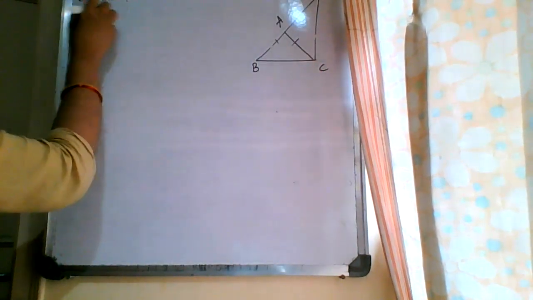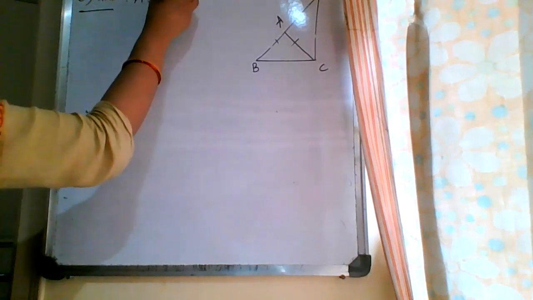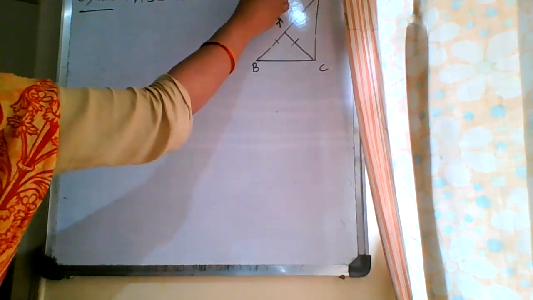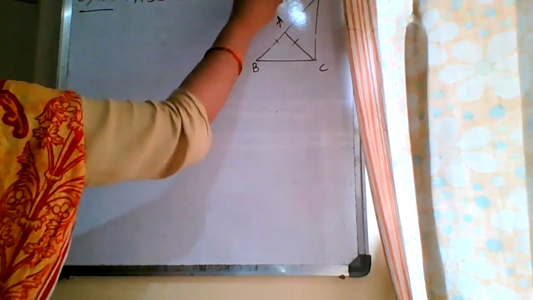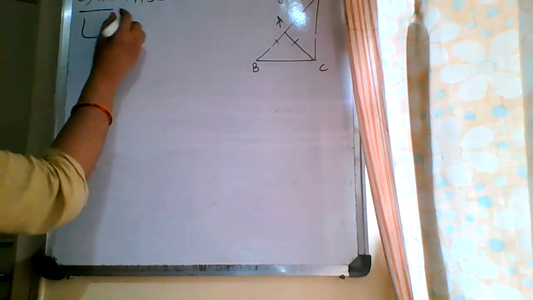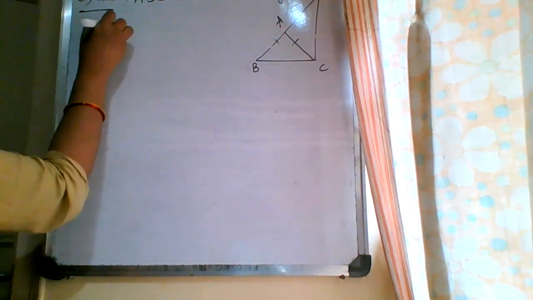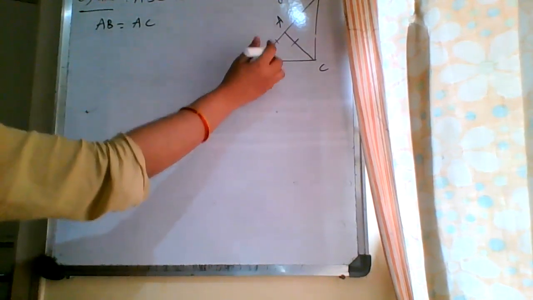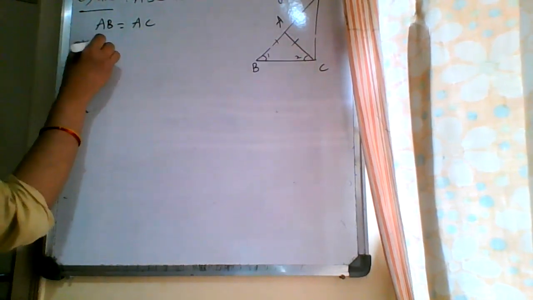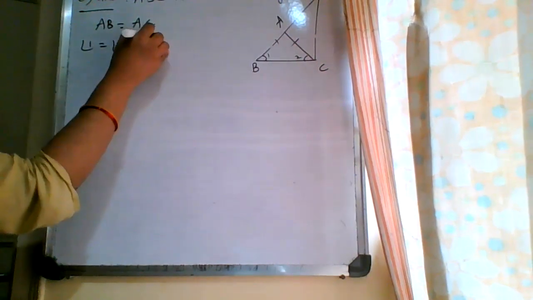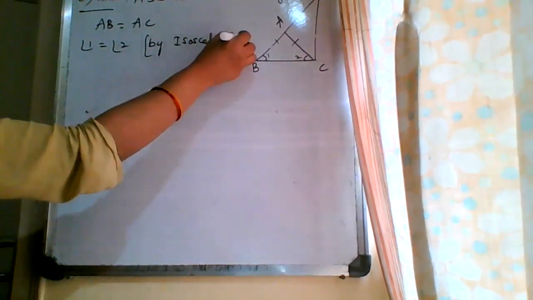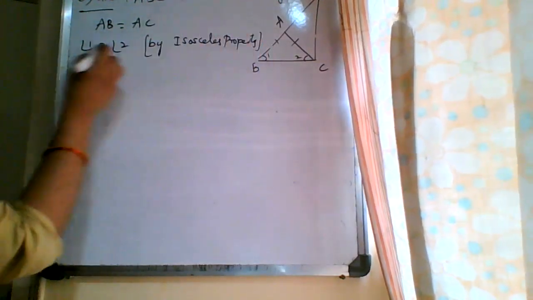Given: ABC is an isosceles triangle, which means two sides are equal. Which side is equal? AB is equal to AC. If opposite sides are equal, we can say opposite angles are also equal. For example, angle 1 is equal to angle 2 by the isosceles property. What is the isosceles property? If opposite sides are equal, then opposite angles are also equal.